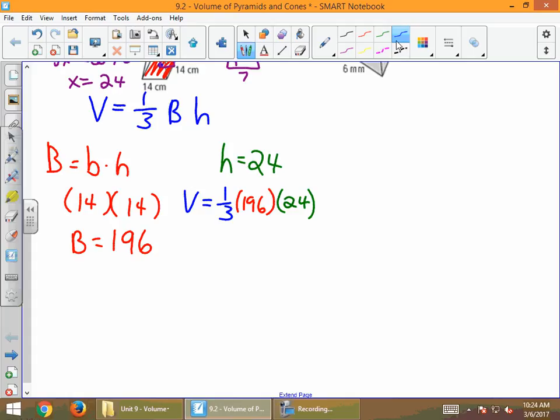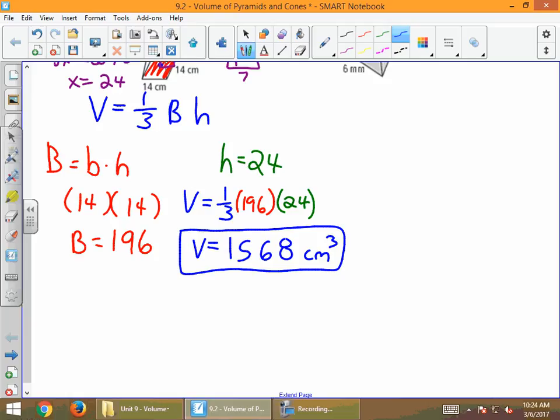And guess what? We can now take this and plug it into our calculator. I don't care how you do it. But do in your calculator 1/3 times 196 times 24, and you will get an answer. This answer will have some numbers in it, and those numbers are 1, 5, 8, 6, 8. And then we gotta look at our units, centimeters. Our units are always cubed. That's it. There's the volume. I just really found the volume of the prism and divided by 3. That's it.